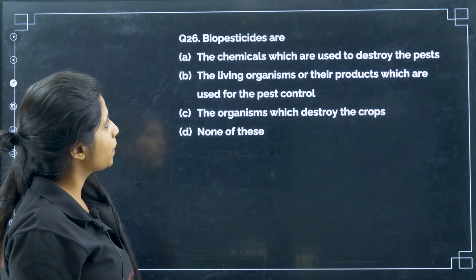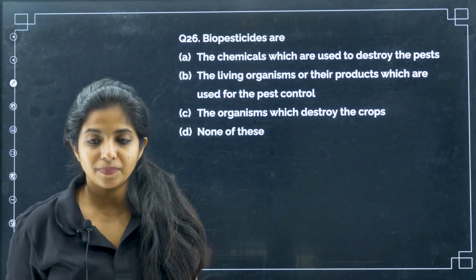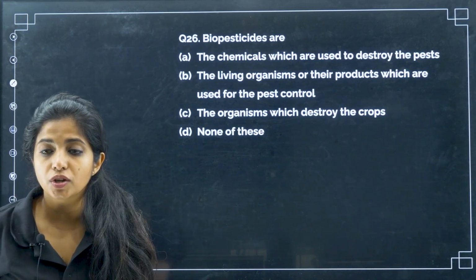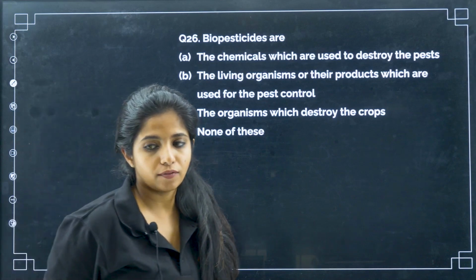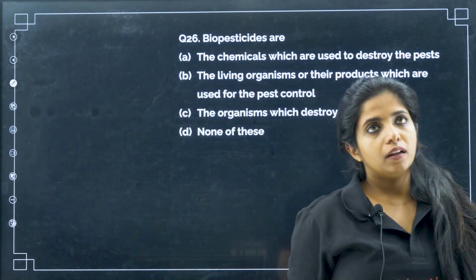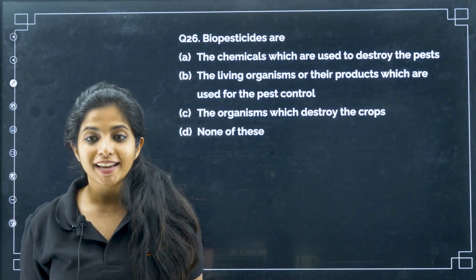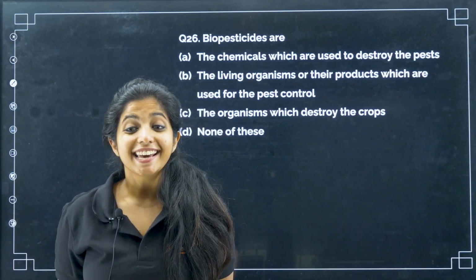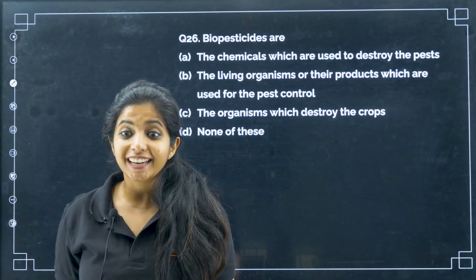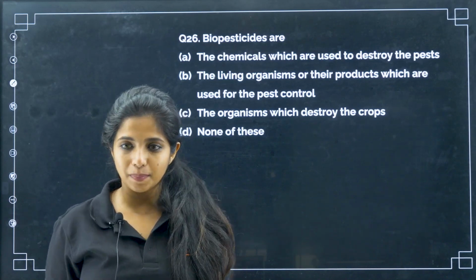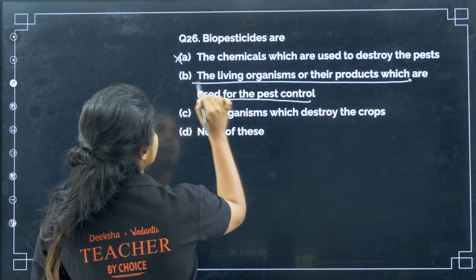Next, biopesticides are the chemicals which are used to destroy the pest, the living organisms on the products which are used for pest control, the organism which destroy the crops, none of this. So basically, my dear children, if you are using pesticides, you are talking about chemicals. Biopesticides means you are not using chemicals. Instead you are using organisms which would be feeding on other organisms, killing the pest. So not the chemicals, but the living organisms or their products which are used for pest control.